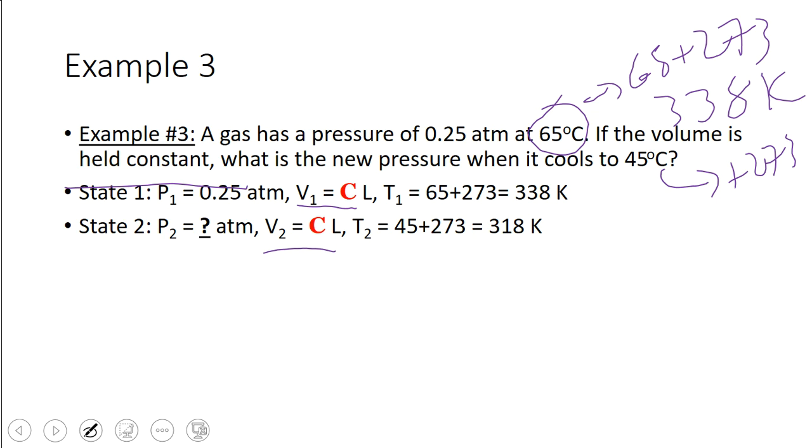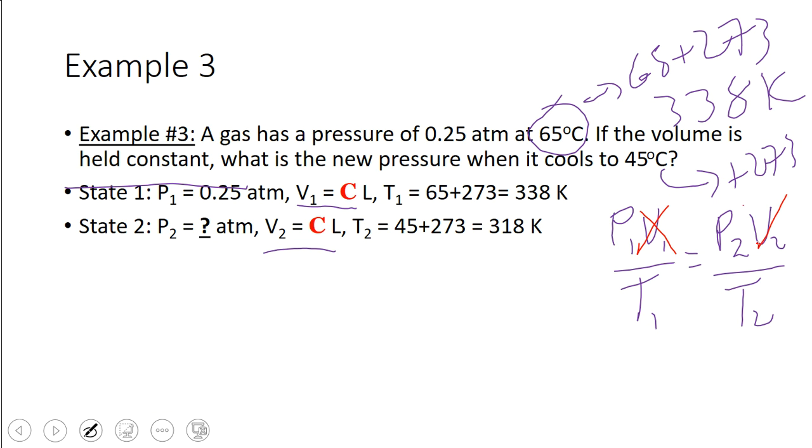And when your volume is held constant, algebraically it'll cancel out. If that makes you nervous, if you have P1 V1 over T1 equals P2 V2 over T2, but since V1 and V2 are equal, they would cancel. So you just get rid of them. If you don't like that, since it's held constant, just make them 1. So it's P1 over T1 equals P2 over T2. You can determine what the constant is, and then you can make it 1 liter.